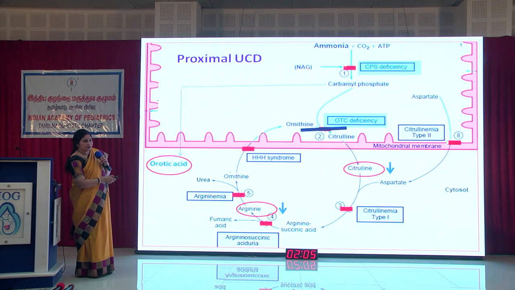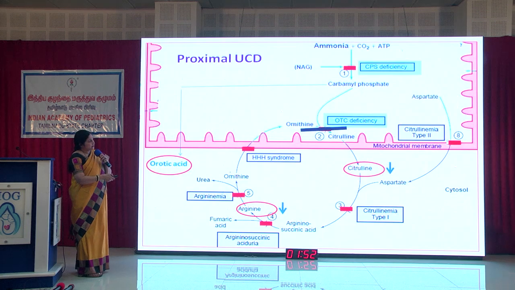When this is deficient, there is no formation of carbamyl phosphate. So in OTC deficiency, there is excretion of orotic acid. And here there is no excretion, right?